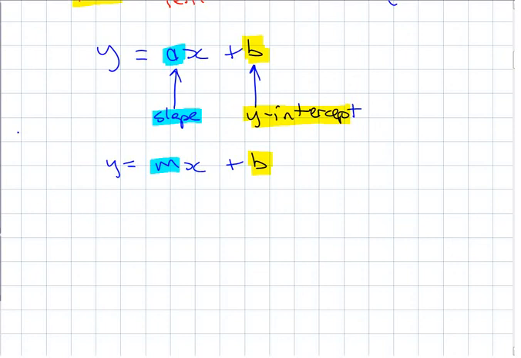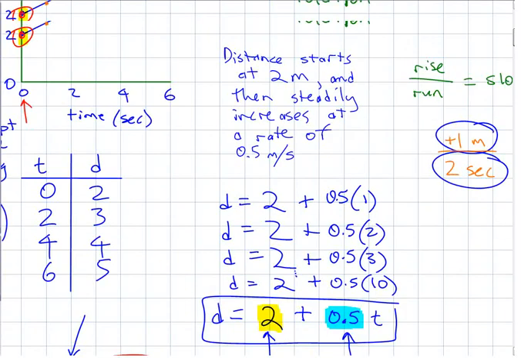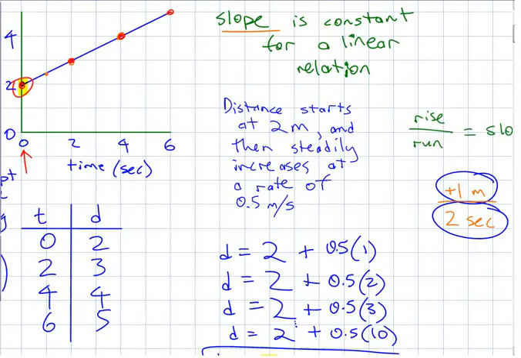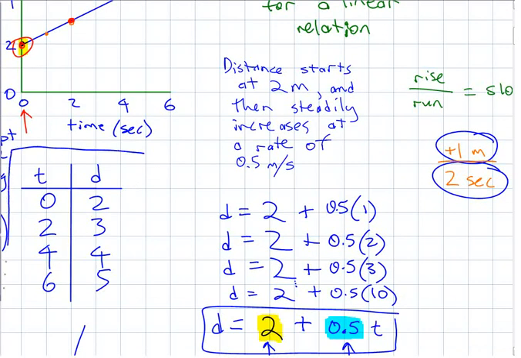To recognize it from a graph is easy. How do you tell if a graph represents a linear relation? If it's a line, linear relation, straight line. If it doesn't curve. How do you recognize from a table? Theoretically, you learned this in grade 8. How do you recognize from a table whether something's a linear relation?